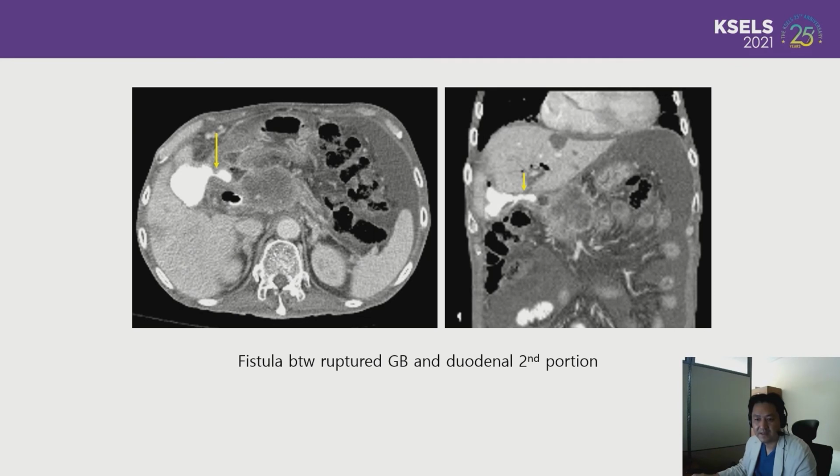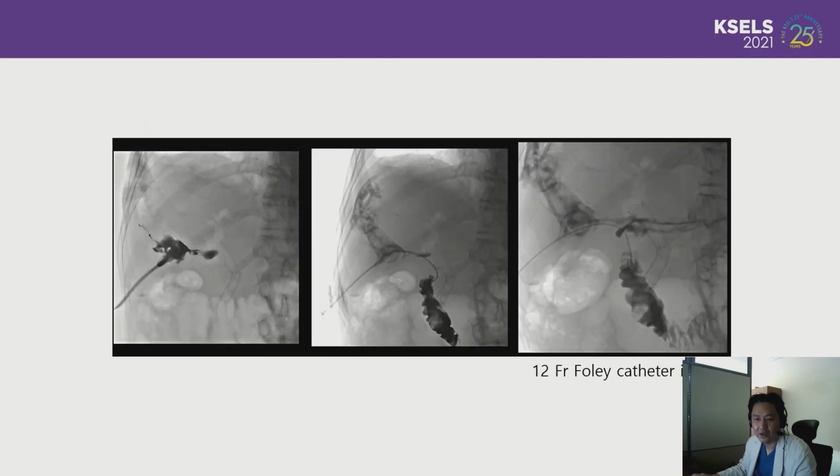We can see the large pancreatic head cancer. Also, contrast passage between ruptured GB and duodenal second portion. Under ultrasound guidance, we assess the ruptured GB and tubography shows contrast passage into the duodenal second portion. Like this case, if fistula tract is visible on immediate tubography, we can proceed to insert Foley catheter directly. We successfully insert 12 French Foley catheter into the duodenum.